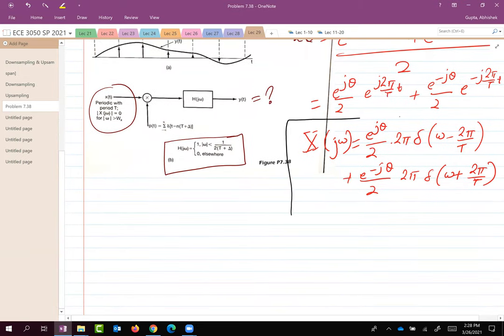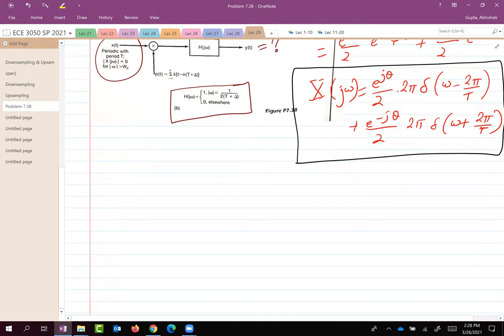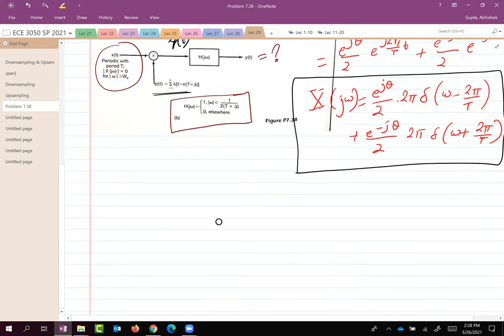Okay, so I have this X(j omega). Now, I want to get the x_p, which is x_p(t) after multiplying it by p(t), the impulse train. So let's look at what X_p(j omega) looks like.